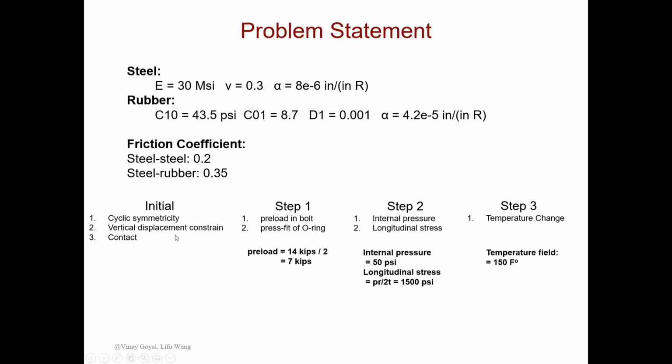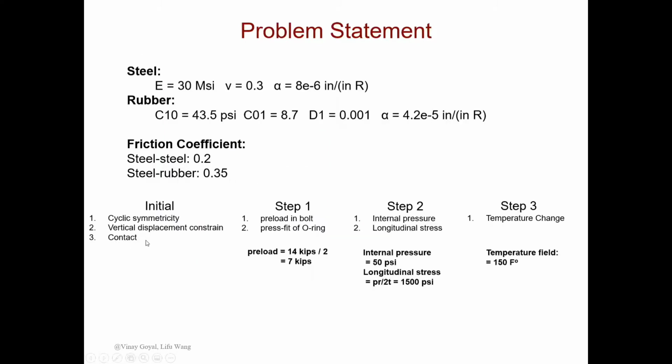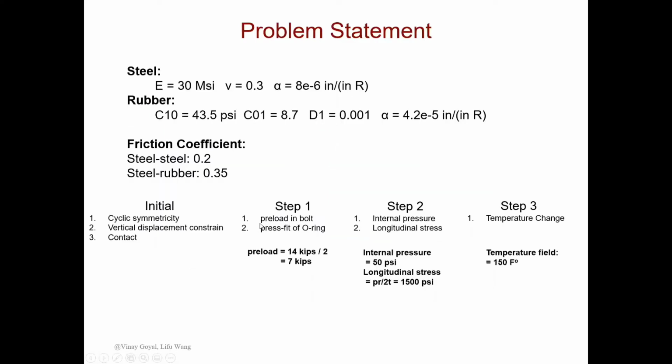For the contact, steel to steel, we have a friction coefficient of 0.2, and steel to rubber, we have 0.35 as the friction coefficient. And here are the steps we're going to apply. In the initial step, we have the cyclic symmetric condition, and also a vertical displacement constraint to prevent the pressure vessel from moving up and down. And the contact, definitely geometric contact inside the entire geometry. For step 1, we apply the preload inside the bolt, and also we use a press fit for the O-ring, which can be found in Abaqus.